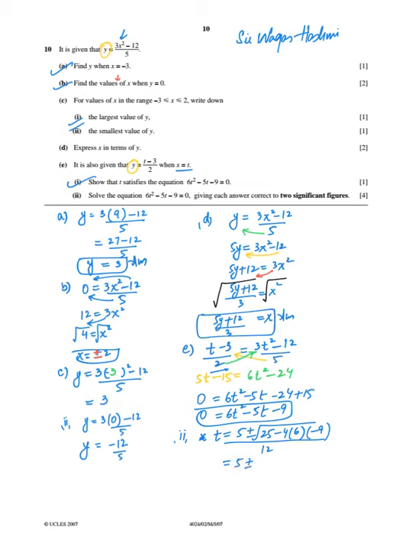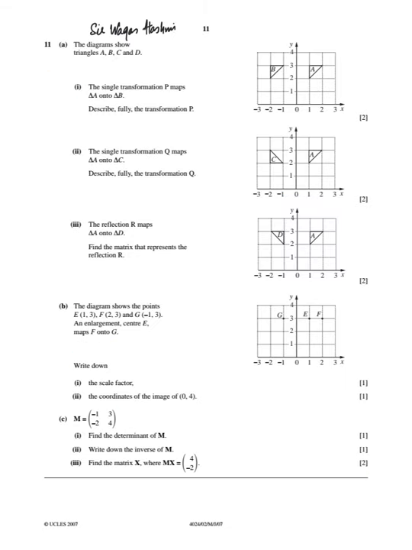5 plus minus under root 25 minus minus plus 4, 6 are 24, and 24 into 9 is 216, divided by 12. You apply root sign, so that will be 5 plus minus 15.5 divided by 12. After simplification you will get two values of t, 1.7 and minus 0.88. That is your answer.